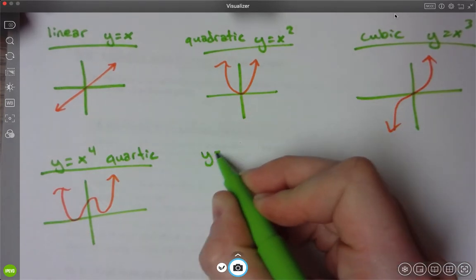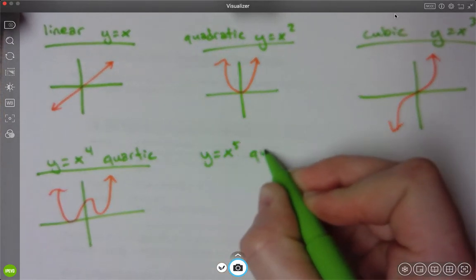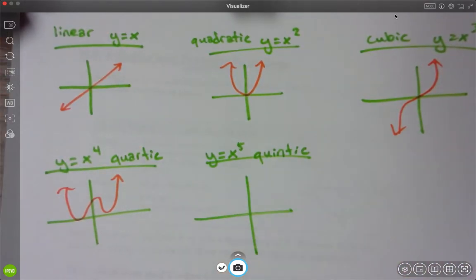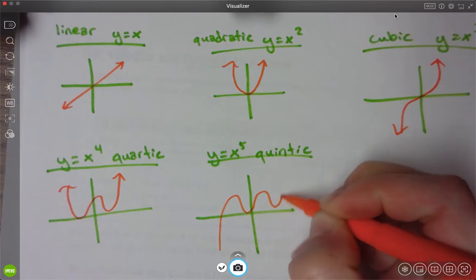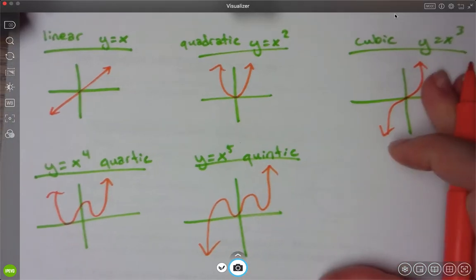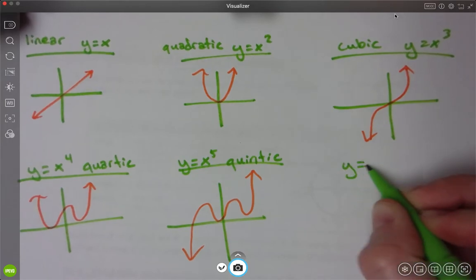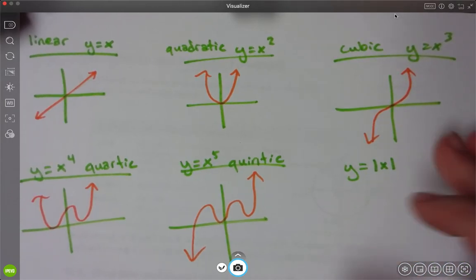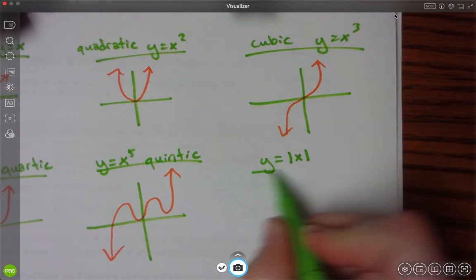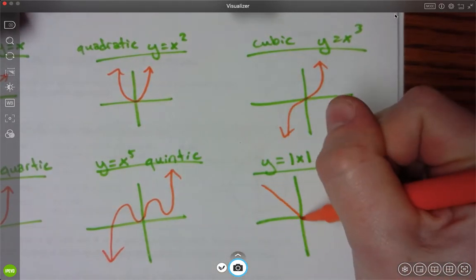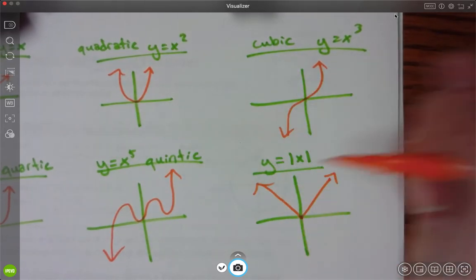We could do a quintic function. Let's go ahead and do that. X to the fifth power is quintic, and it will look like one of these. And then let's go to y equals the absolute value of x, and think about what it looks like when you graph it. If I graph it, it is going to be a perfect V.